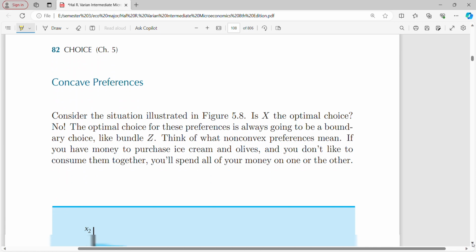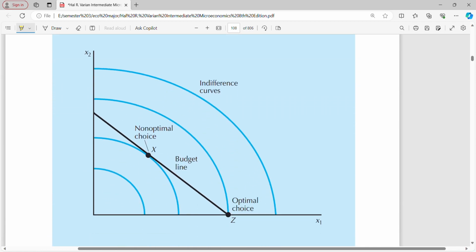Next is concave preferences. So when do the preferences come like this? Here X is not an optimal choice. Why? The optimal choice for these preferences is always going to be a boundary choice, like a bundle set.